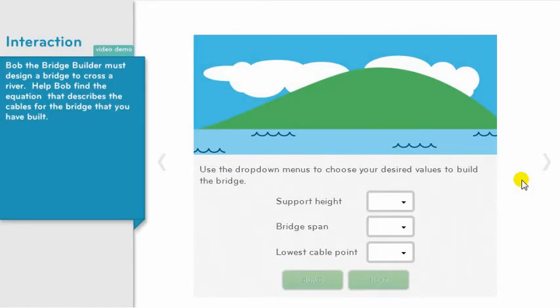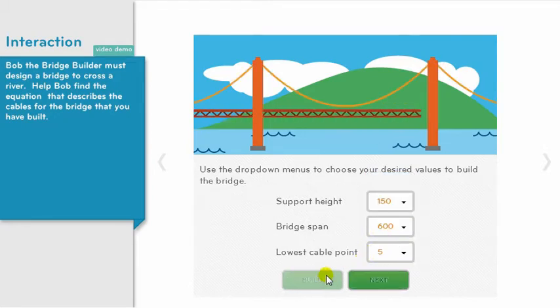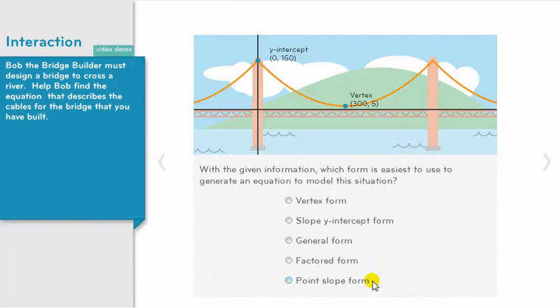So in this interaction, you need to build a bridge. You need to pick your support height, your bridge span, and your lowest cable point. So let's go ahead and do that. I'm going to pick 150 as my support height. My bridge span I'm going to pick as being 600. And the lowest cable point I'm going to pick 5. Alright, so let's build our bridge. So there it is.